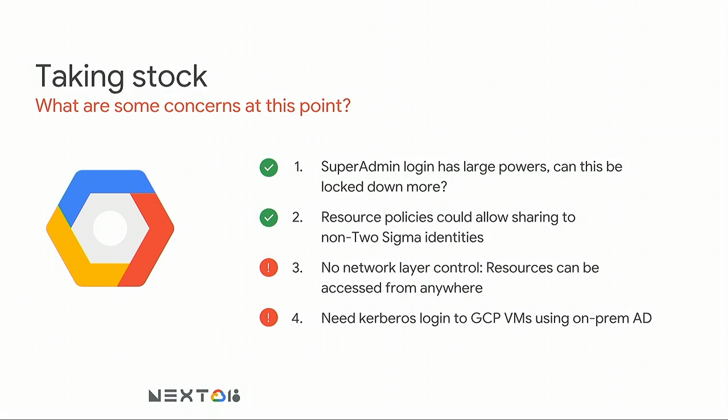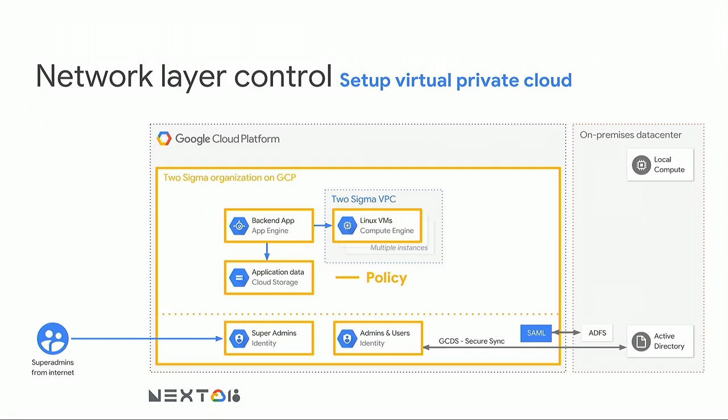So let's take some stock here, and I'll give that back to Jacques now. So we now lock down our superadmin login. Superadmins now don't have godlike powers. We now don't allow resources to be shared outside to non-Two Sigma identities. So people outside Two Sigma really can't access anything yet. But we still haven't solved everything. Resources can still be accessed from anywhere, and we still don't have our much desired Kerberos for our devs. And Sam's going to walk us through how we get that.